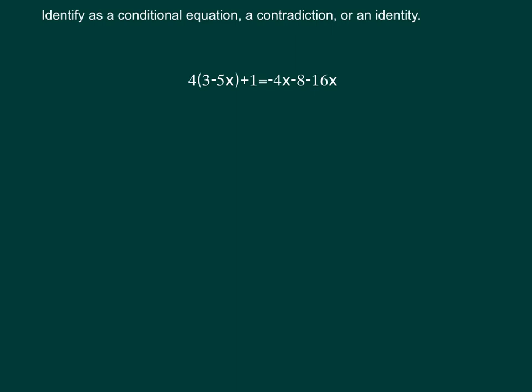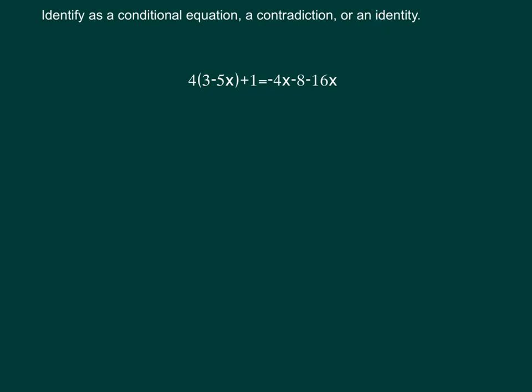That happens when you eliminate the variable and you get an untrue statement, such as 4 equals 7 at the end. Obviously not true, that would be a contradiction. Lastly, an identity is similar to a contradiction in that you eliminate all the variables. However, you get a true statement, such as 7 equals 7 at the very end. That means that all real numbers will work.